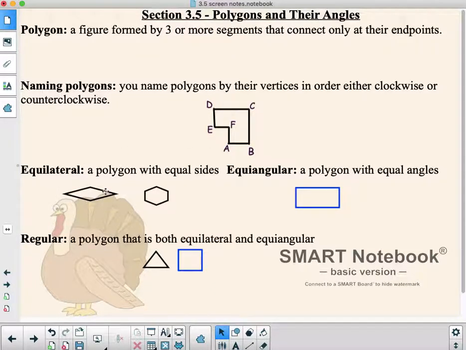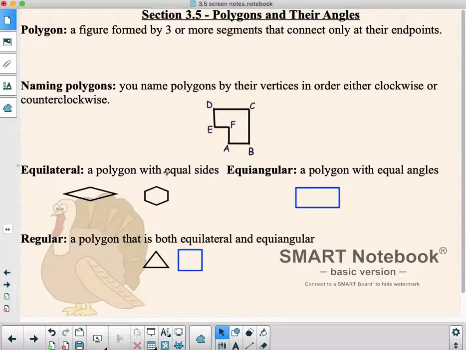Polygons can be equilateral, which means they're equal sides. A rhombus is a good example of an equilateral polygon. A polygon can be equiangular, meaning it has equal angles. A rectangle would be a good example of an equiangular polygon.